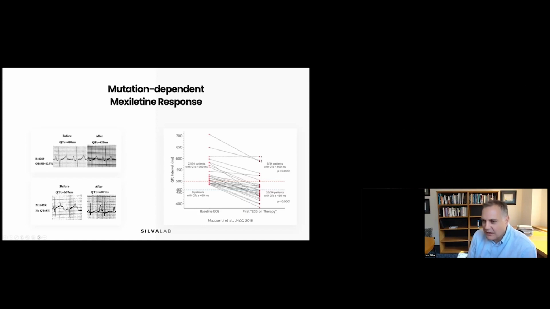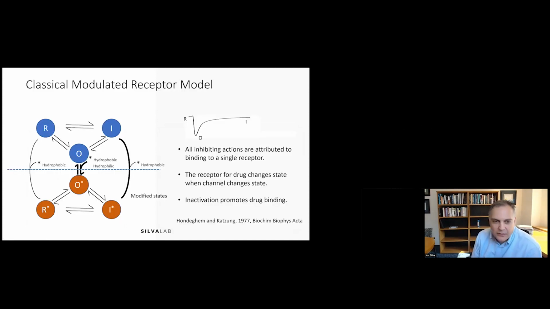And you can see some data from a lot of patients here on the right, where some patients didn't respond at all, and other patients responded quite favorably to the mexiletine therapy. So that was our goal, to understand why. There are some hints from classical work.